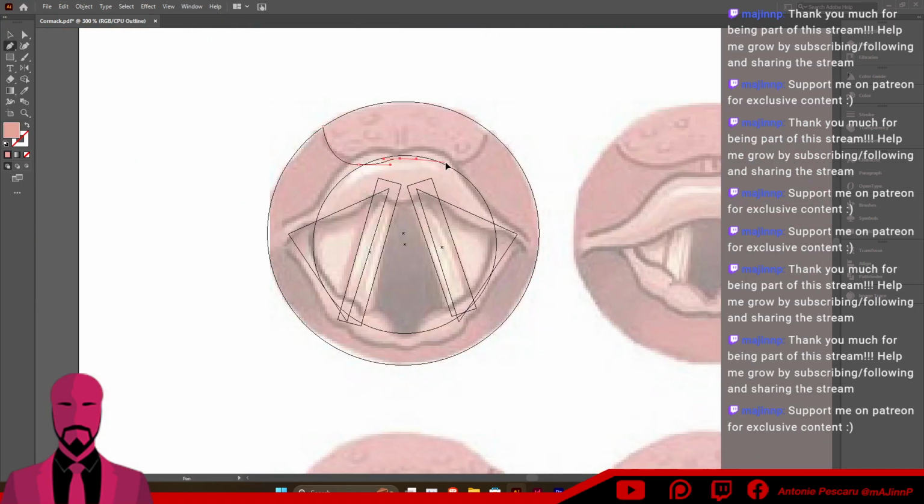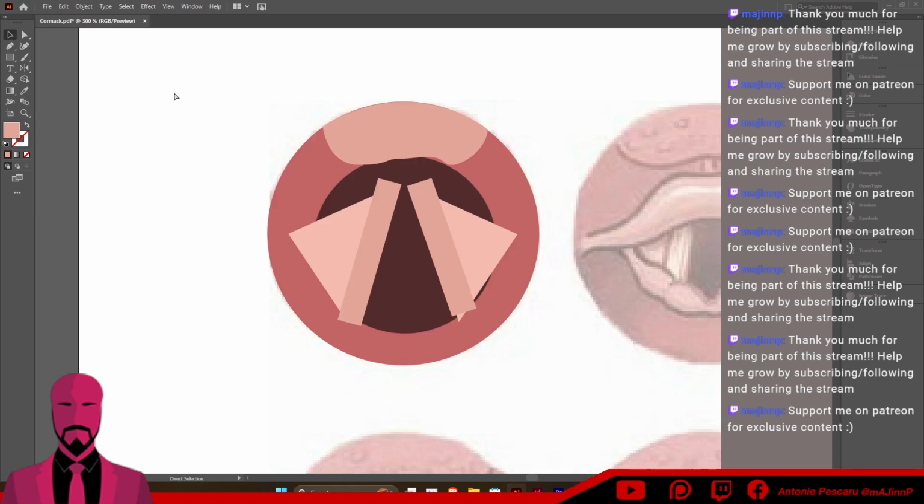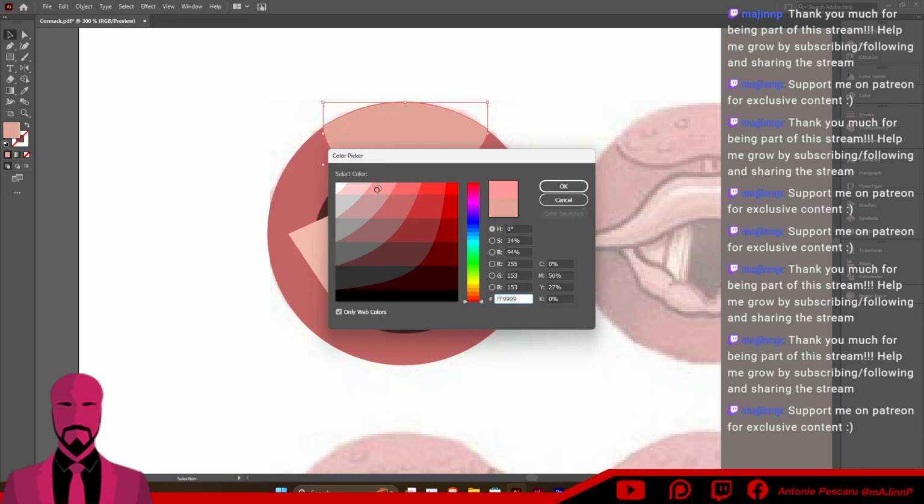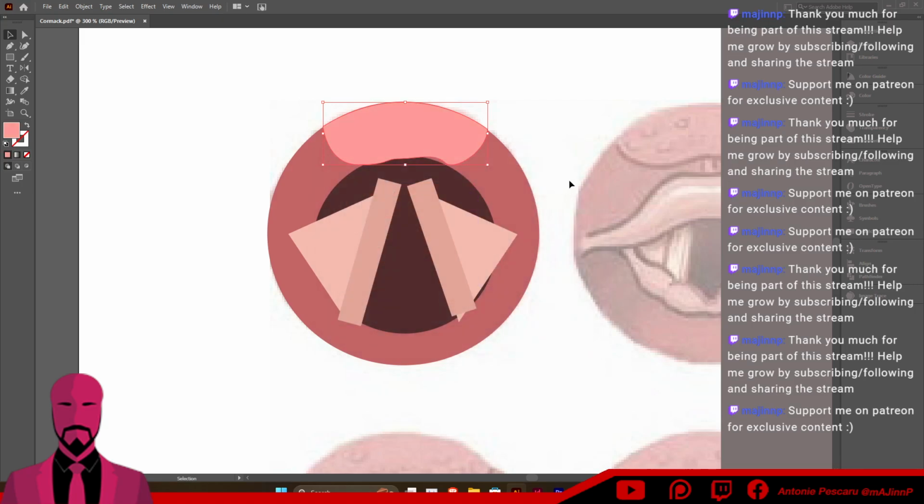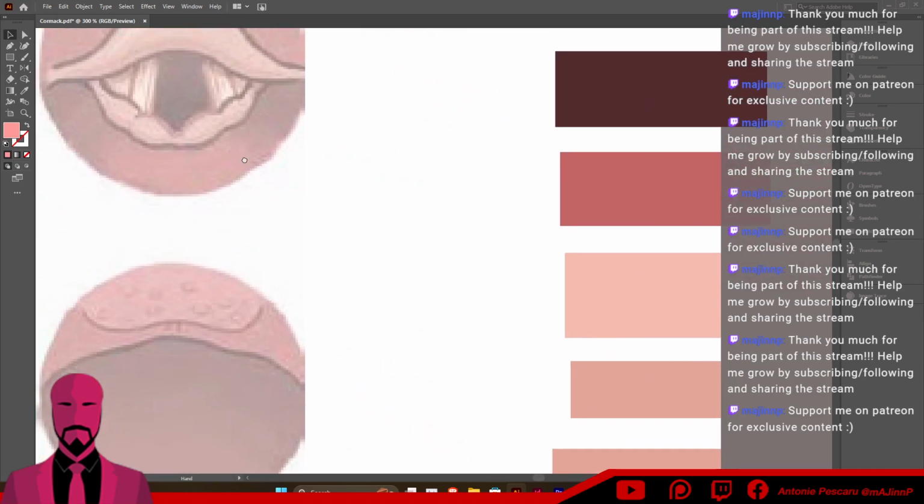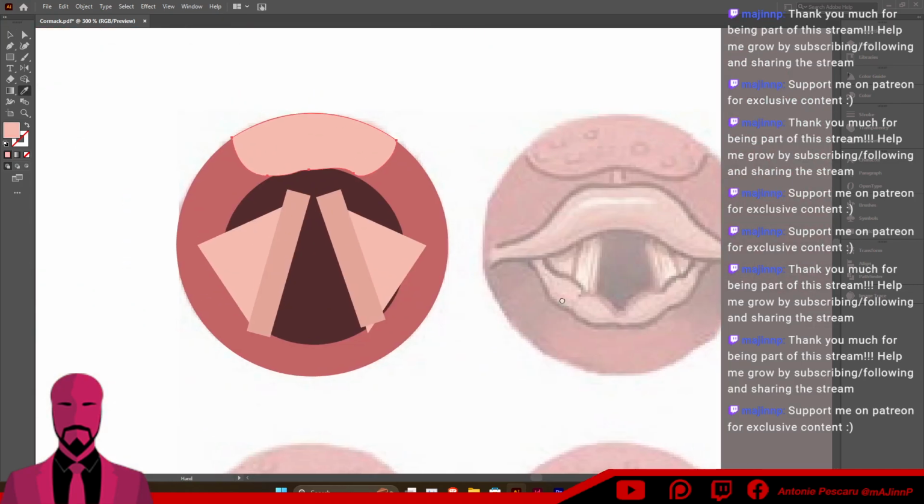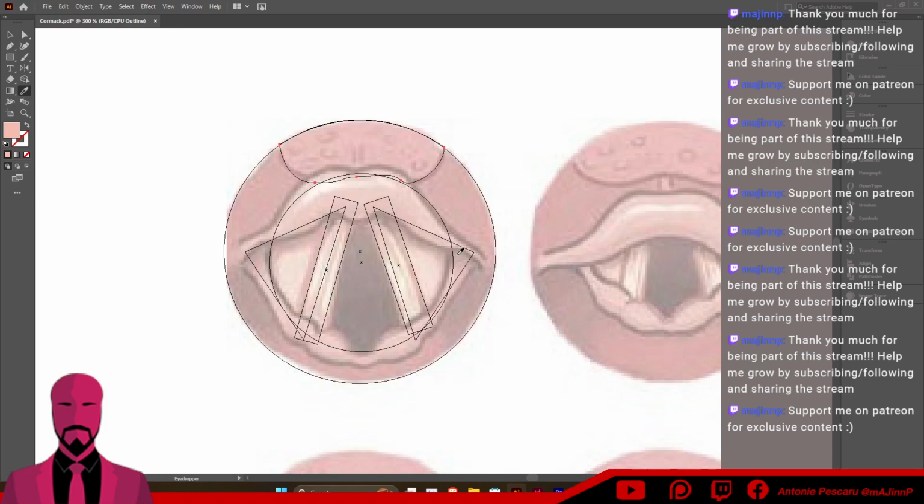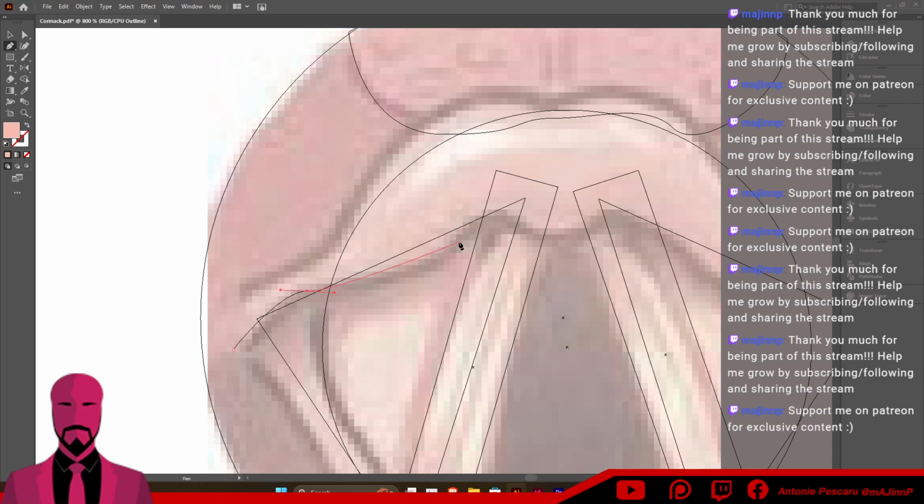Because the next part is going to be, it doesn't matter. It should look redder than that, sorry, for the tongue. Like that looks a lot better. Let me just see. Let's just keep it like that, and we'll go here. We'll see how it looks. We're gonna do the first part of the epiglottis. Oh shit, there we go.